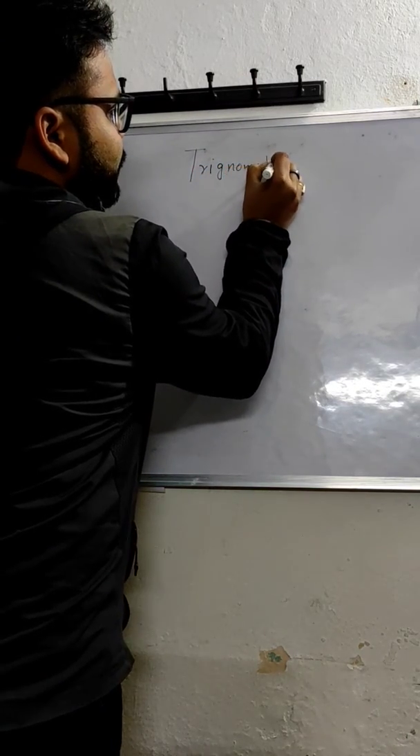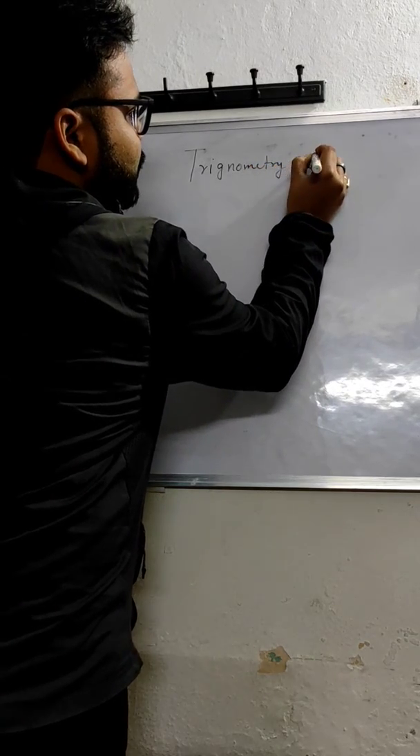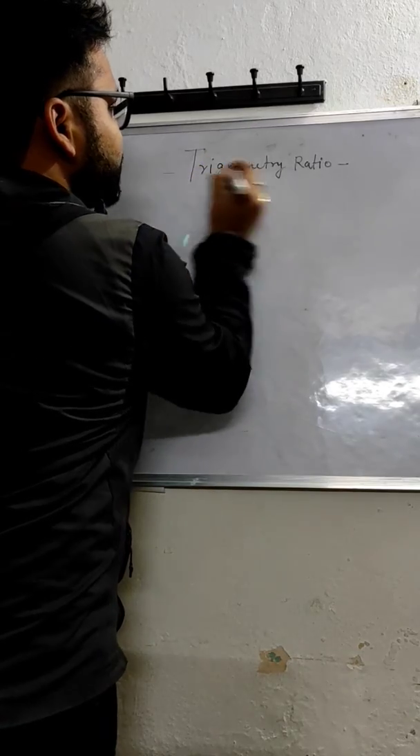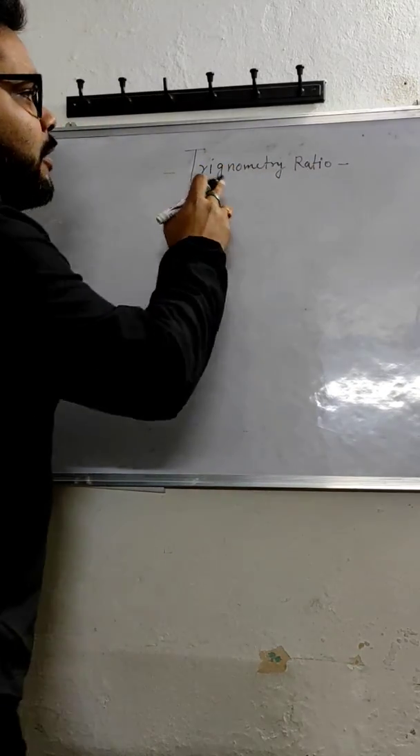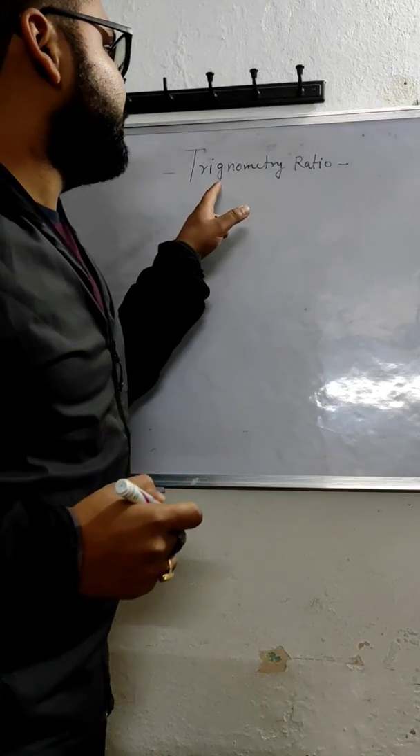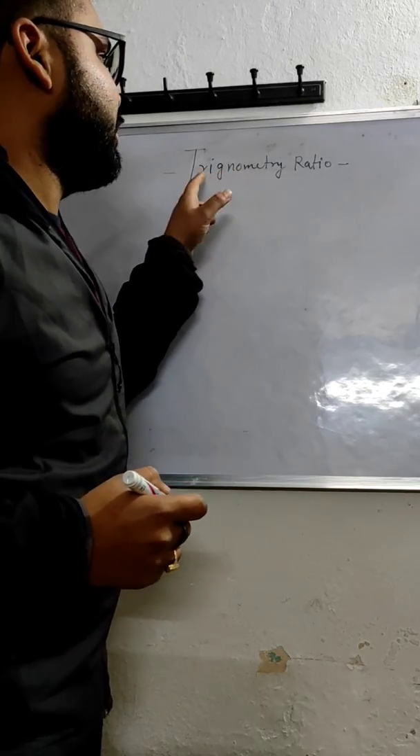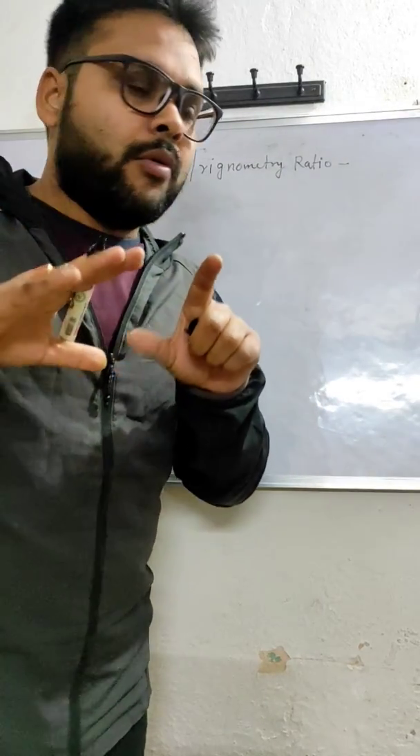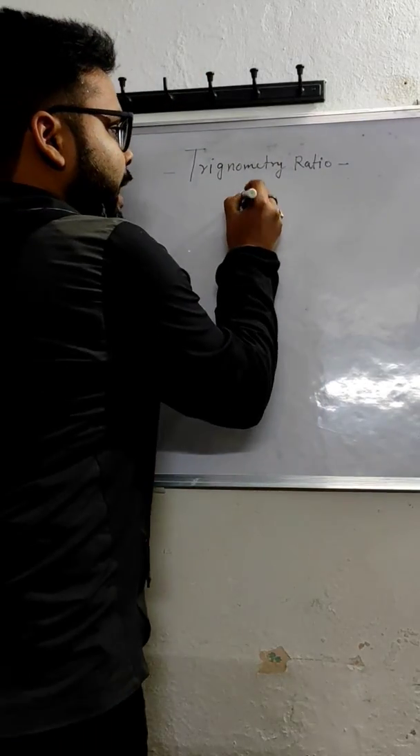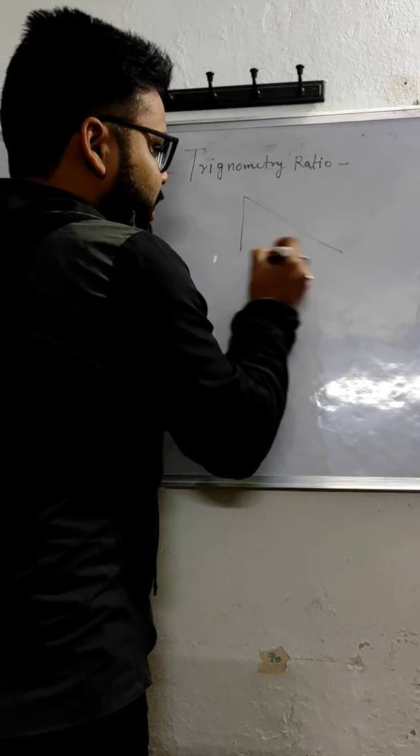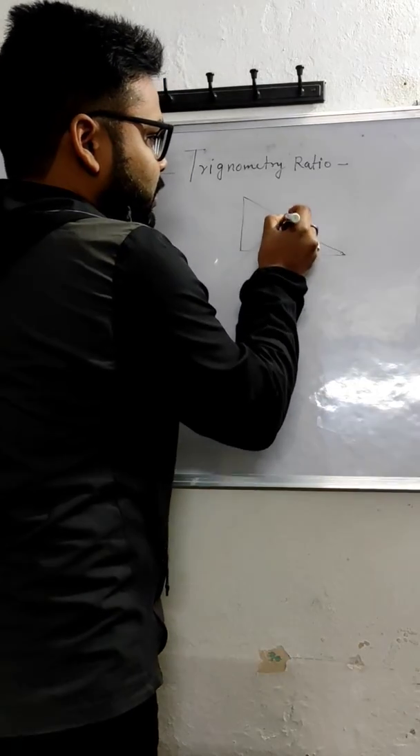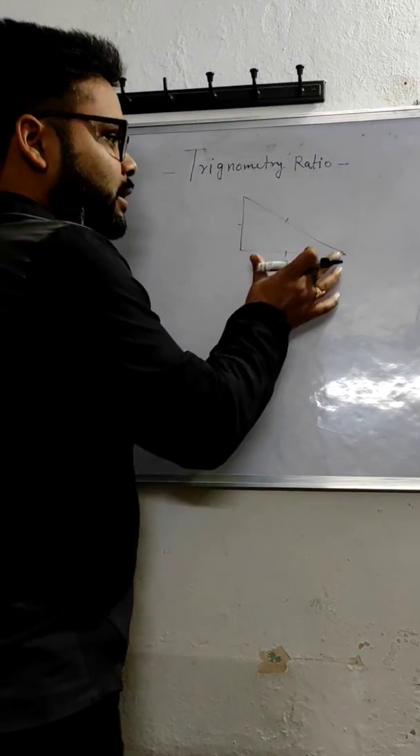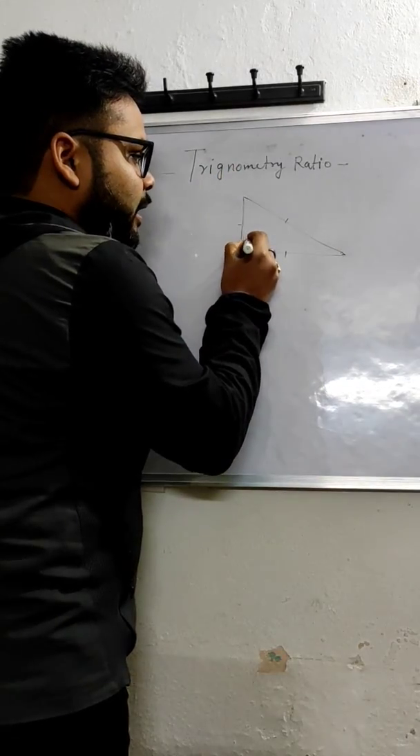Trigonometry ratios. Okay, so first I will explain the meaning of trigonometry. Basically its name suggests it: tri means three, and geometry means size, shape. Any shape that is surrounded by three sides, one side, two sides and three sides, is called a triangle. So this is a triangle and this is a right angle triangle.